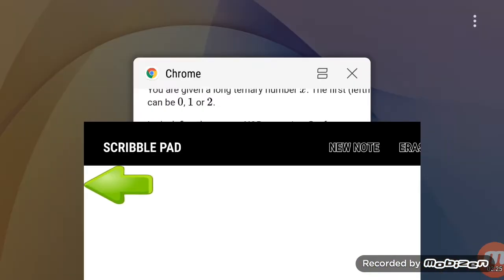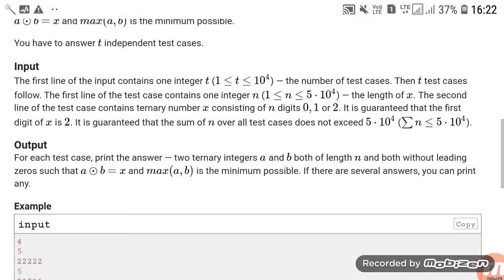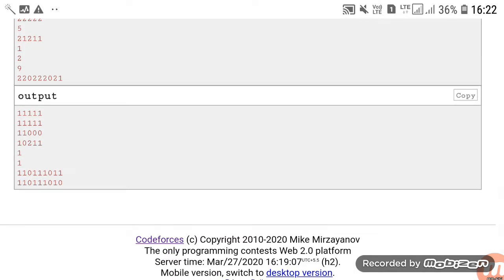So now what we are asked to do is find two numbers a and b of length n without leading zeros, such that the maximum of a and b is the minimum possible, and a ternary XOR b must be equal to x. Okay, so let's see the given sample test case. They are given 22222 and the possible answer is 11111 and 11111.